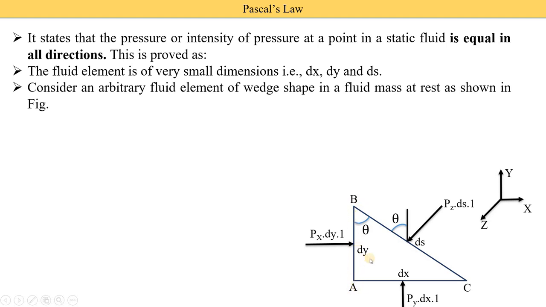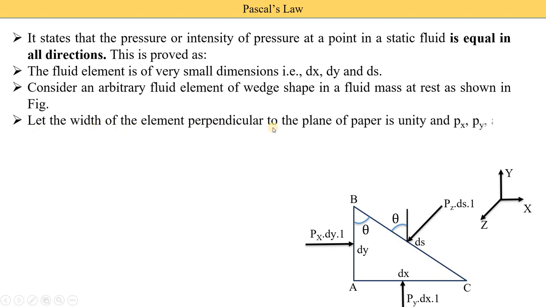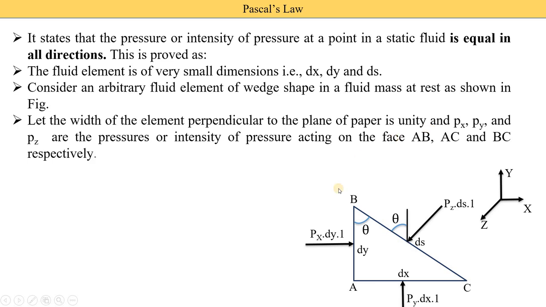A to B has dimension dy, A to C has dimension dx, and B to C has dimension ds. And here we mention the directions. This horizontal is x, vertical is y, and this one is the z direction. And on the AB face, the force Fx is acting, and Fx is equal to pressure Px into area. So what is the area? Area is this height dy, and the width we consider is 1. So let the width of the element perpendicular to the plane of paper be unity. Means suppose AB has a certain width, and this width is 1. B to C has a certain width, so width is unity. A to C has a certain width, it is also unity, means the wedge has width of unity, means 1.